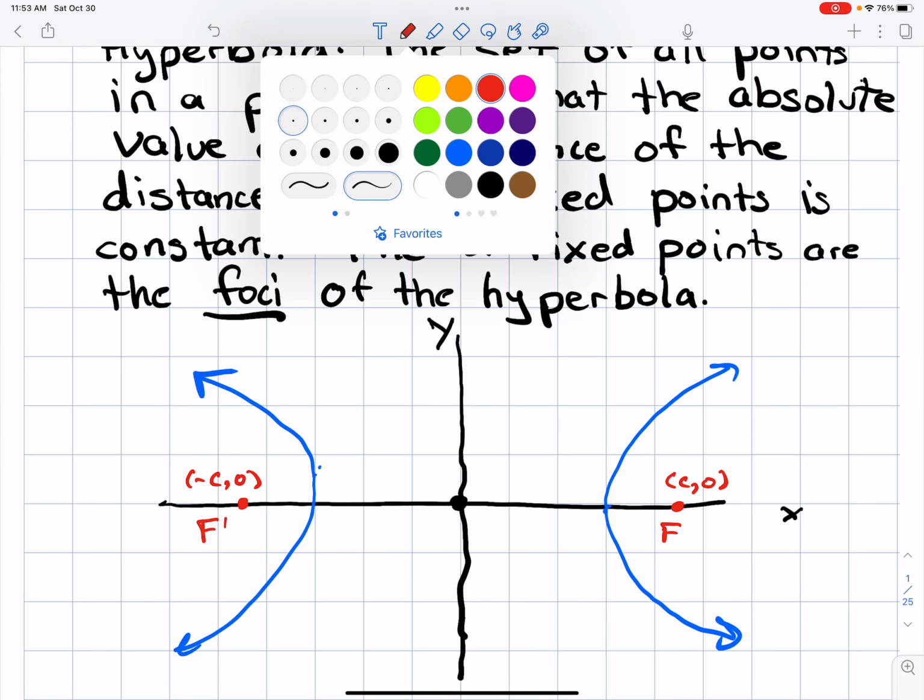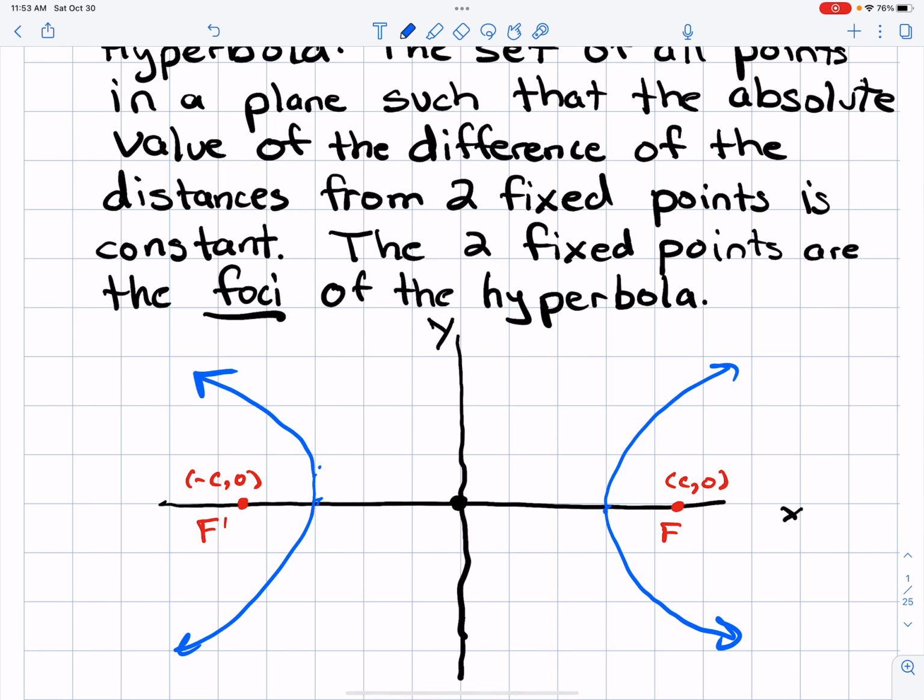And then for the vertices, let me switch back to blue. We're going to have a V primed at negative A, 0, and a V at A, 0. And then again, the blue curves, those together make your hyperbola. The hyperbola has both of those curves. Those blue curves are the set of all points in a plane such that the absolute value of the difference of the distances from two fixed points is constant. Okay, so the foci are those two fixed points.